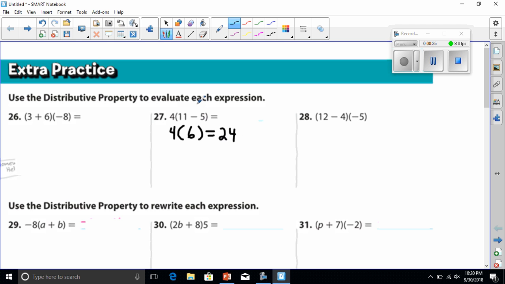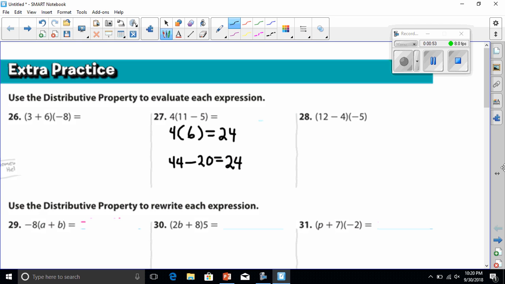Some of you are wondering, would this work if I did my multiplication first? Let's just check and see. 4 times 11, well, that's going to give us 44. And we're going to be subtracting 4 times negative 5, which is negative 20. As you can see, we still get 44 minus 20, which equals 24.